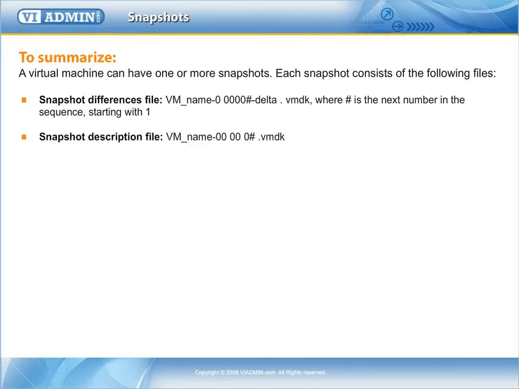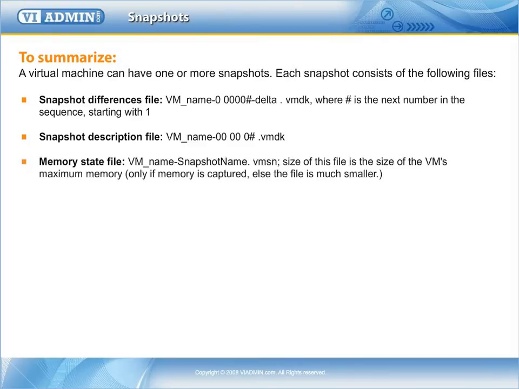Snapshot description file: VM_name-00000#.vmdk. Memory state file: VM_name-snapshot_name.vmsn. The size of this file is the size of the VM's maximum memory, only if memory is captured, else the file is much smaller.